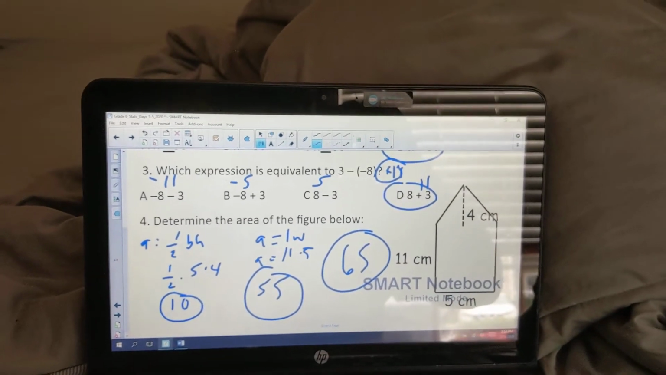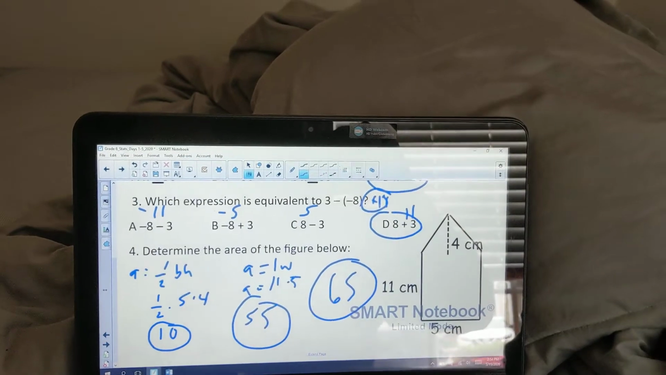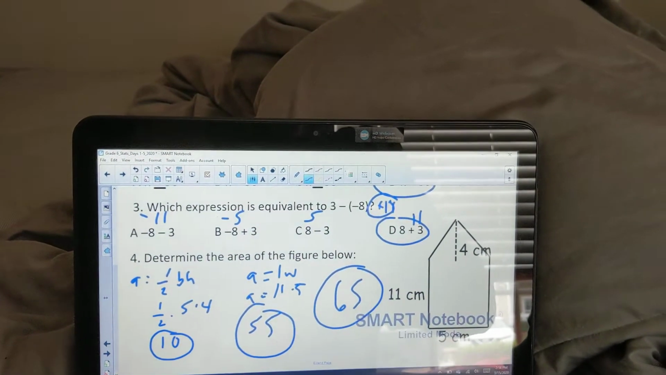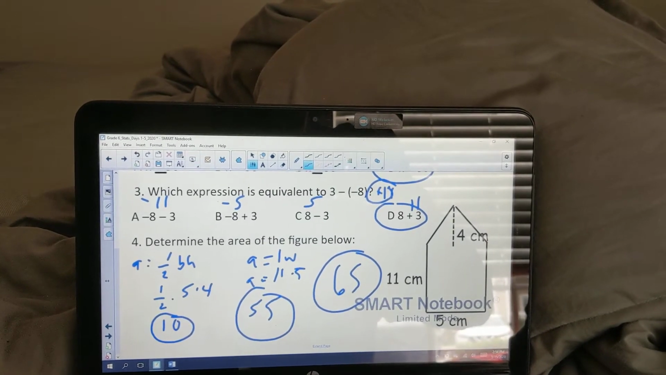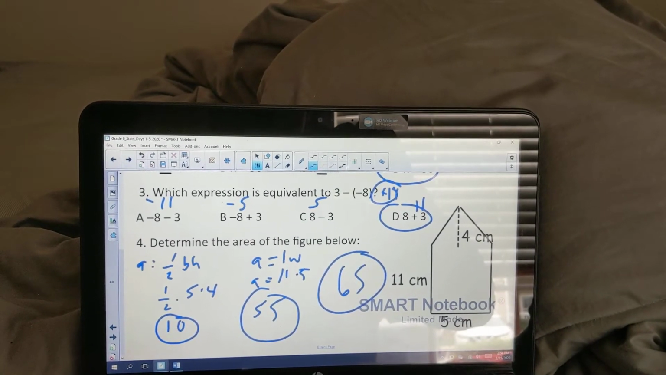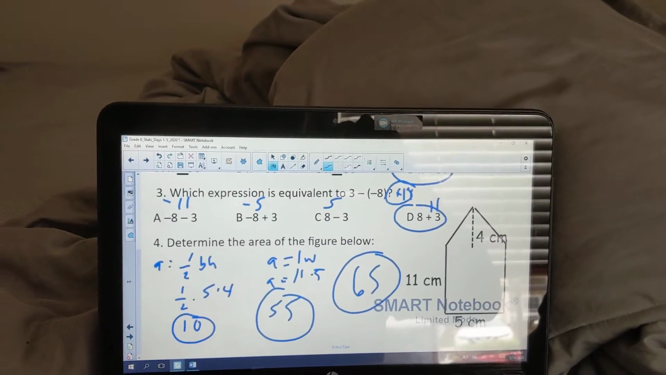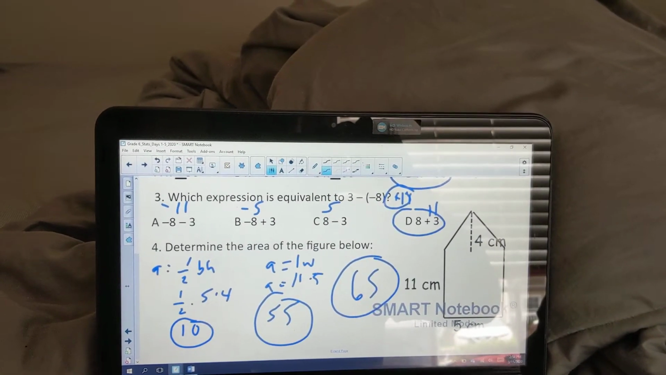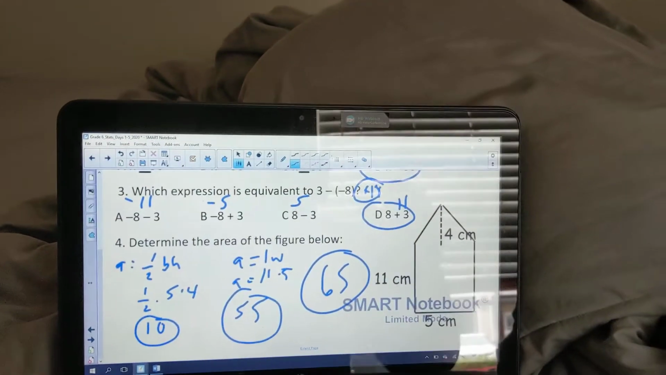Number 4, when you're finding the area of that pentagon, it helps to think of it in 2 shapes. You see a rectangle on the bottom and a triangle on the top. Well, to find the area of a rectangle, it's length times width, and in this case, it's 11 times 5, which is 55. To find the area for a triangle, it's 1/2 times base times height. 1/2 times 5 times 4. Well, 5 times 4 is 20. Half of 20 is 10, so the triangle has an area of 10.